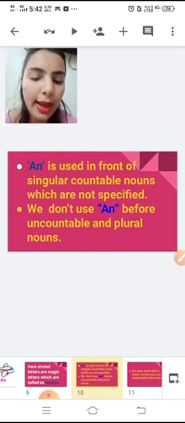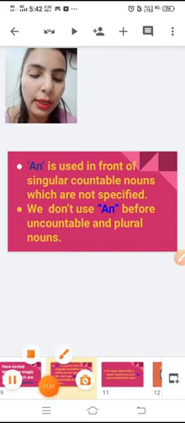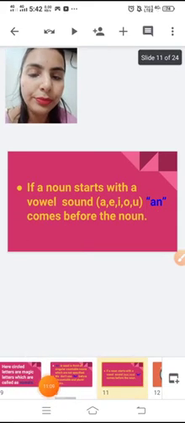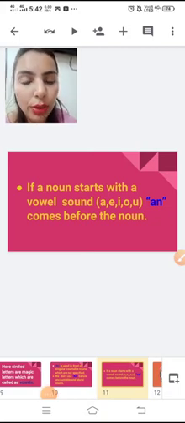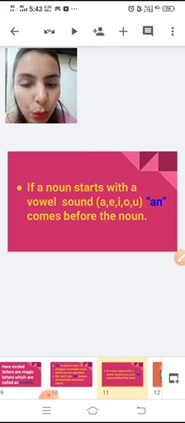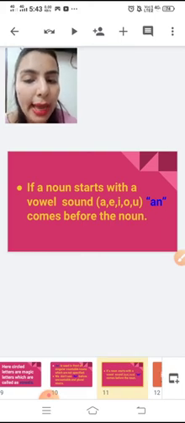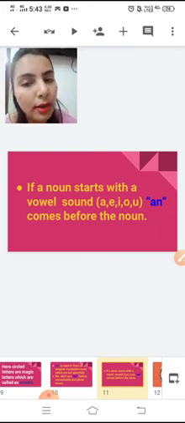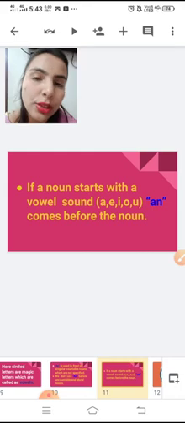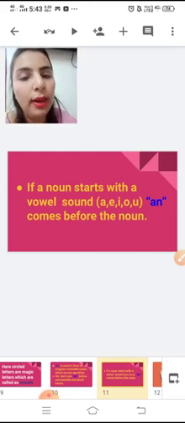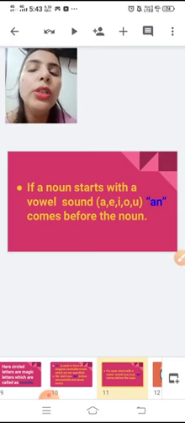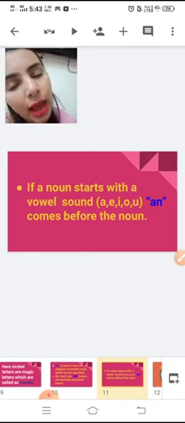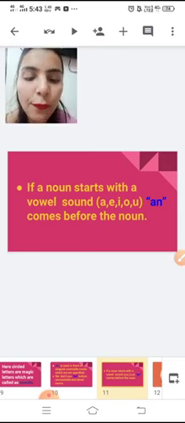Okay, and the third condition of using an is, if a noun starts with the vowel sound A, E, I, O, U, we use an before the noun. If any noun starts with any of the vowel sounds A, E, I, O, U, as I told you, we also use an before that noun. So this is the use of an.